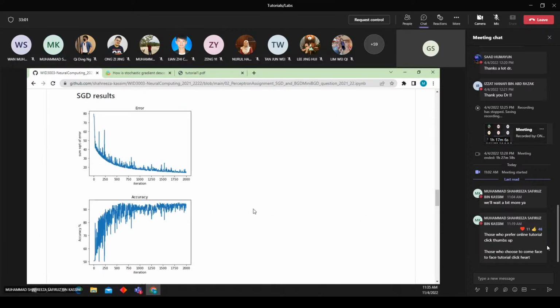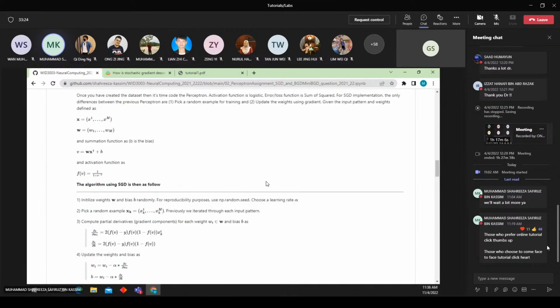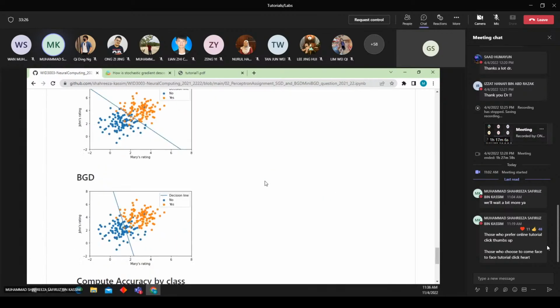Here we have a balanced data set. The no class is about 100 and the yes class is about 100. You want to make it maybe 200 for the yes and only about 100 for the no, or maybe 100 here and about 300 here. It doesn't matter as long as your data set is imbalanced. And then do the same.